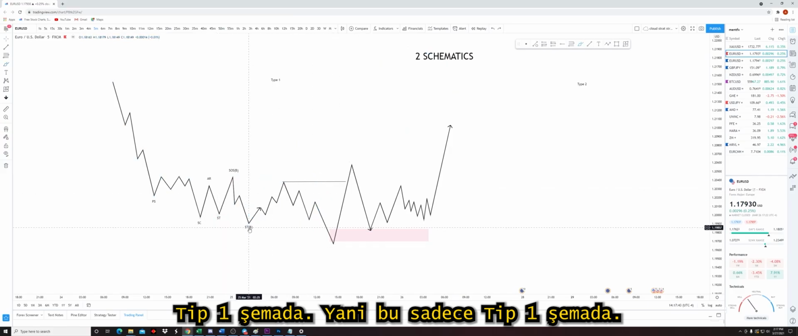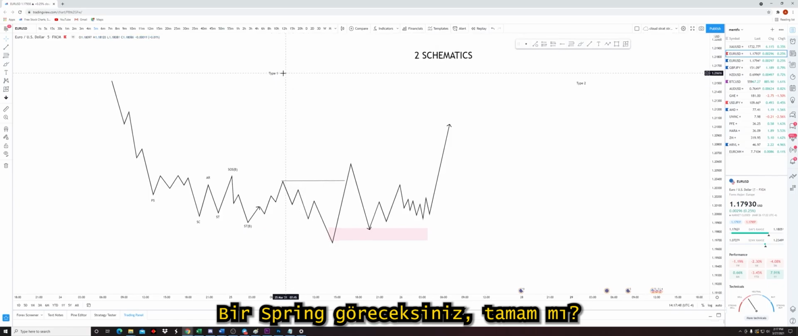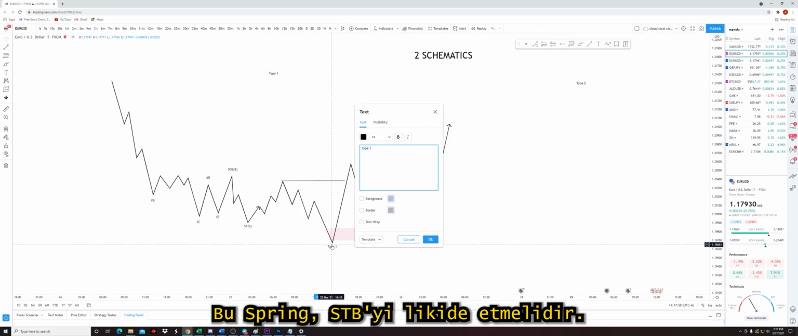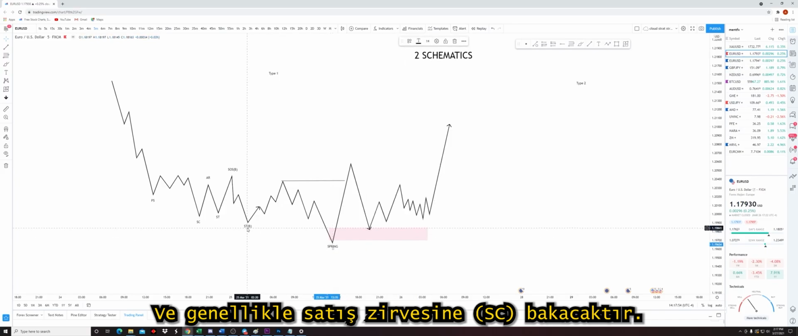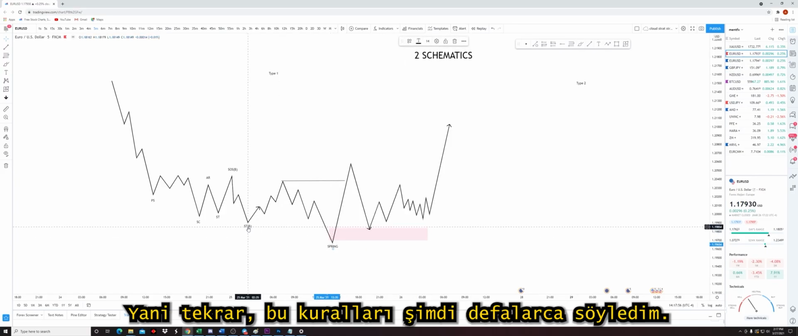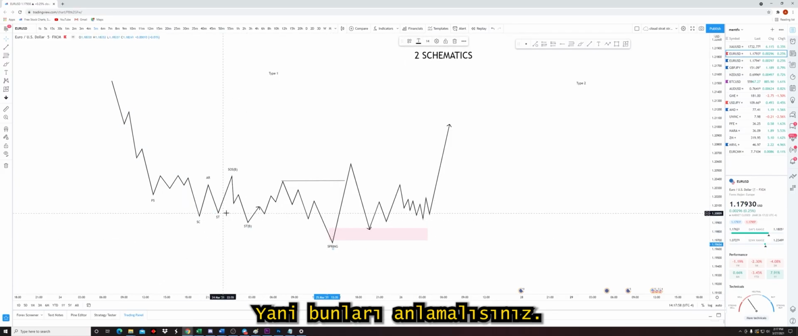Now, after an ST and B, in a type 1 schematic, so this is only in a type 1 schematic, you are going to see a spring, okay? That spring has to liquidate the ST and B, and usually will liquidate the selling climax. So again, I've said these rules multiple times now, so you should understand those.